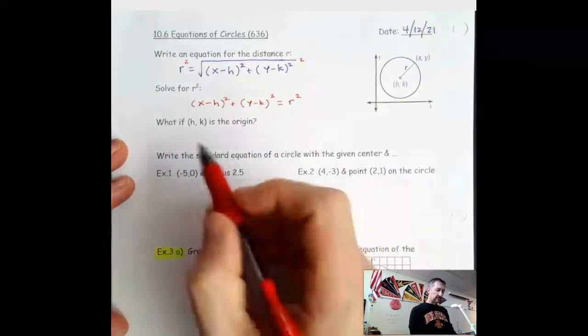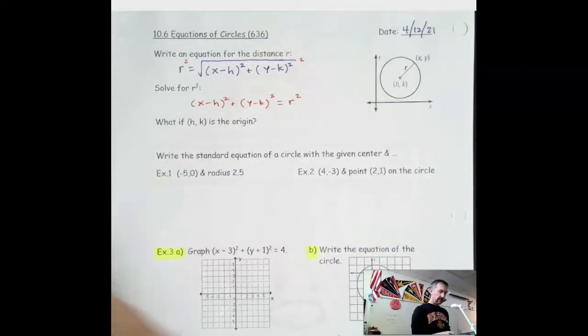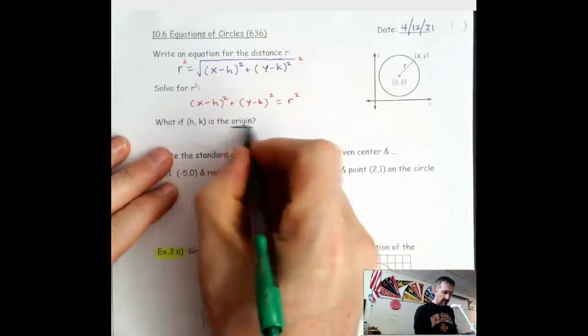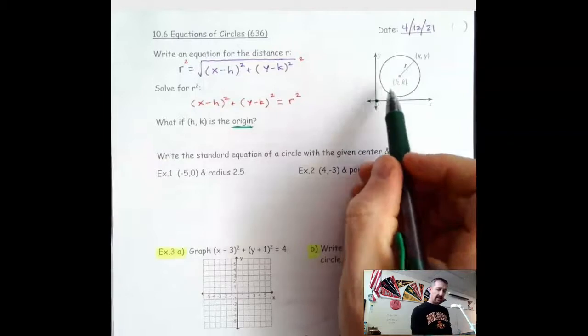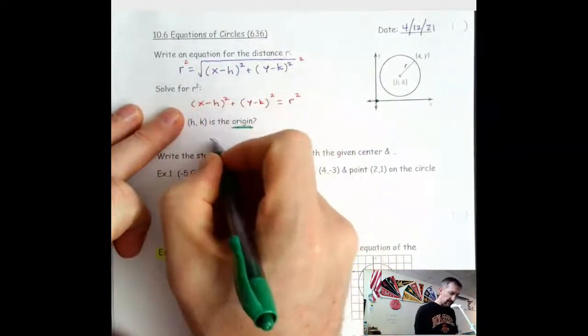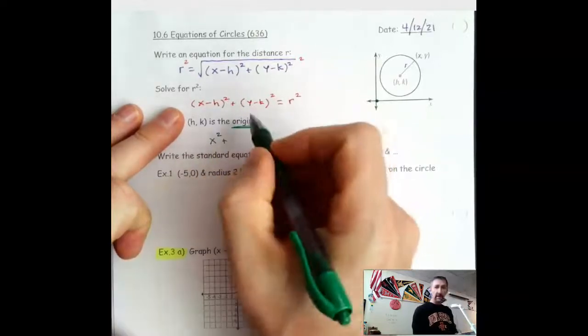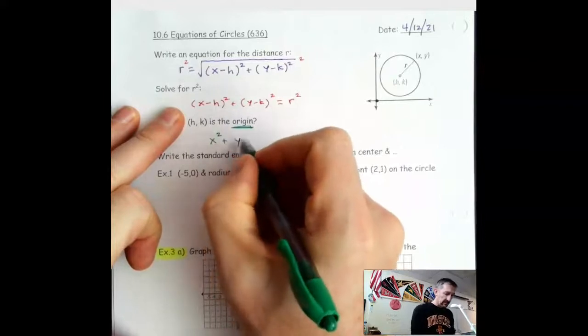Okay? So it says, what if hk is the origin down here? So what if that was here? Then h and k would both be 0. So you'd have x minus 0 squared, so that would be x squared. And then here you would have y minus 0, so that would be y squared.